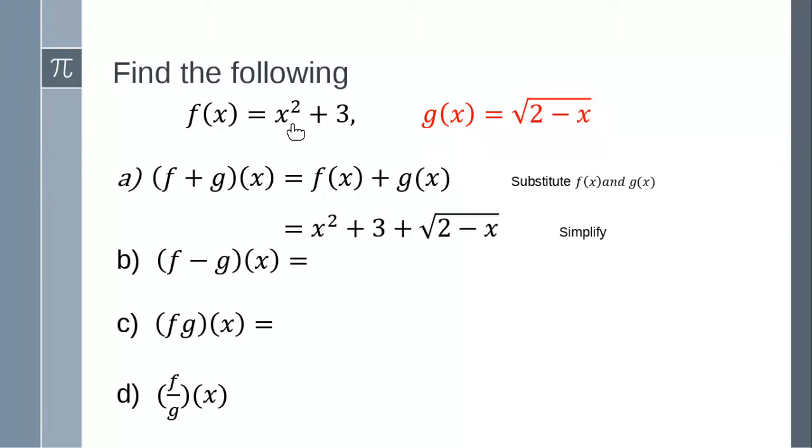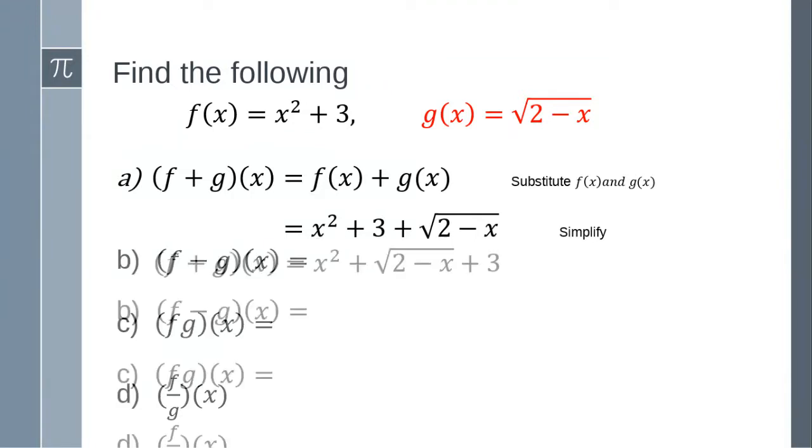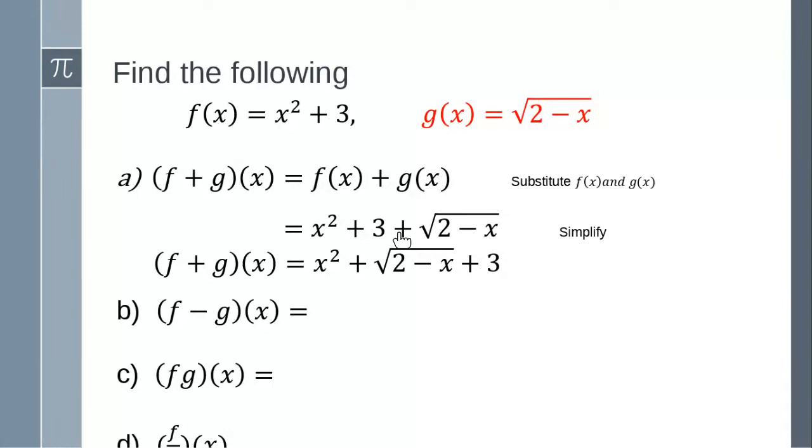F of x is x squared plus 3. So I'm going to replace that here for f of x. And then I have plus g of x. G of x is the square root of 2 minus x. And so we can try to simplify, but if you notice here, we don't have any like terms, so my answer is going to be x squared plus the square root of 2 minus x plus 3. And as Mr. Carizales said, if you left your answer like this, that would still be counted correct. Okay.